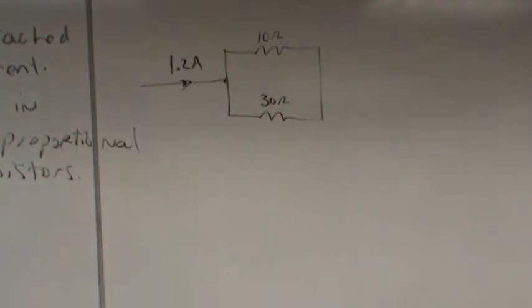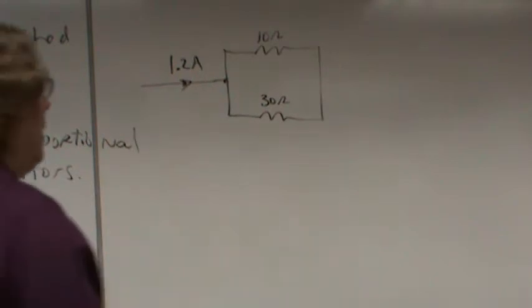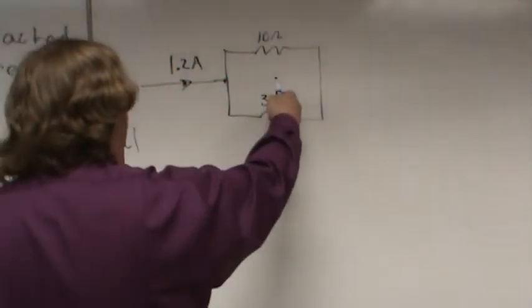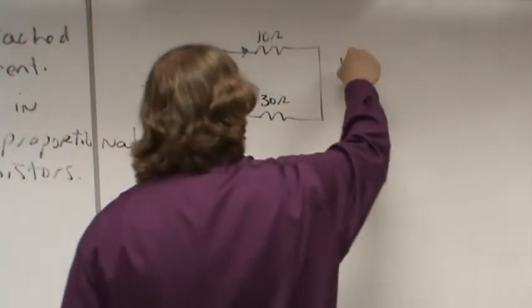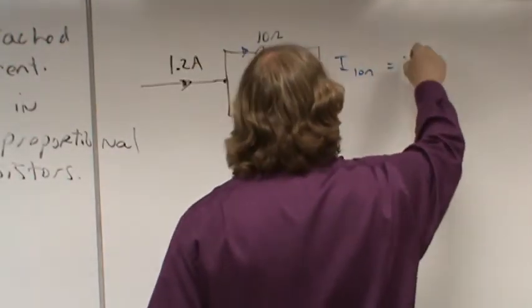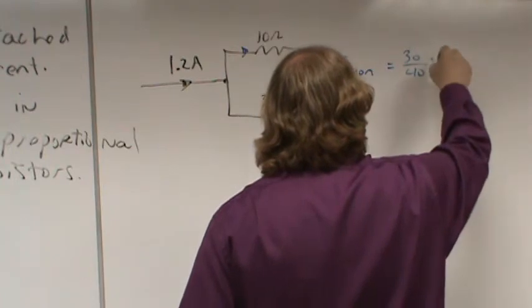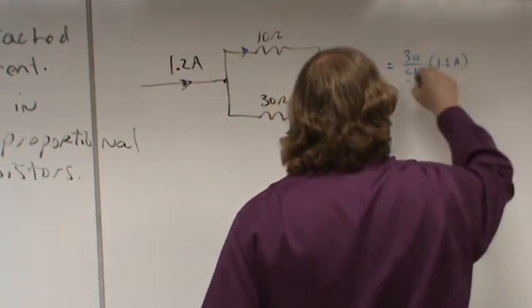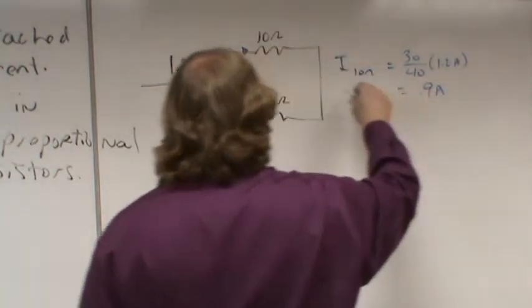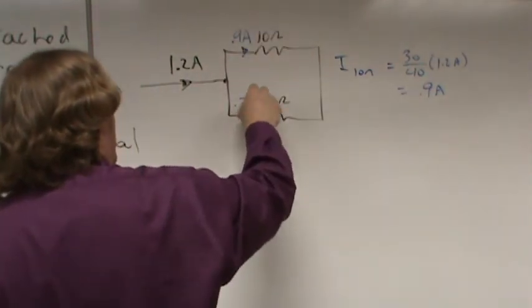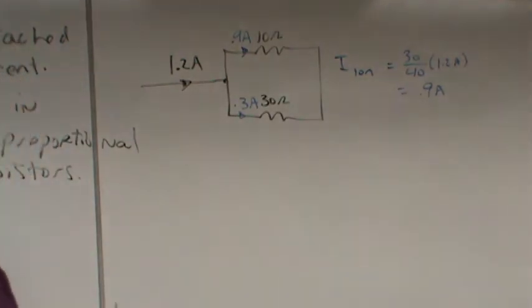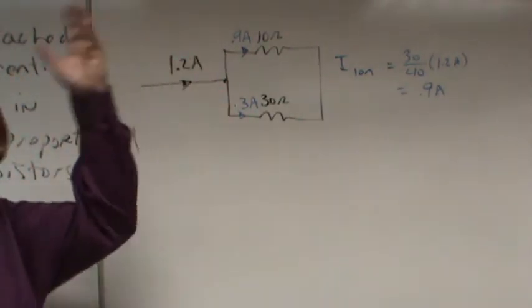All right, time's up. This guy's going to have 1/3 the current as this guy. So the current through the 10 ohm, I hope you got 30 over 40 times 1.2 amps, which is 0.9 amps. And this has to be 1/3 of that, so 0.3 amps. How many people got 0.9 and 0.3? Okay, yay for all of you.